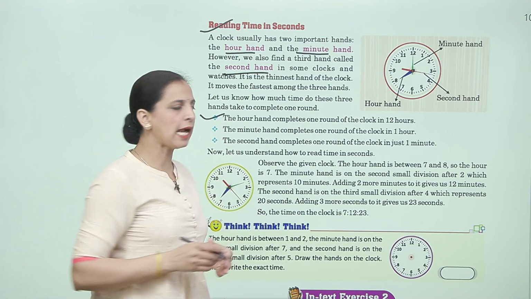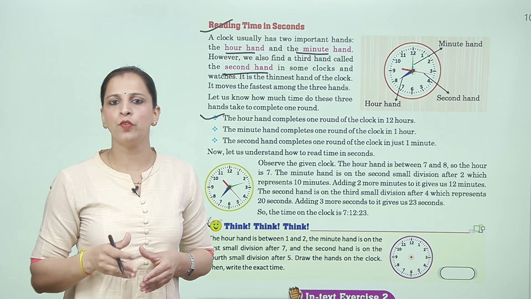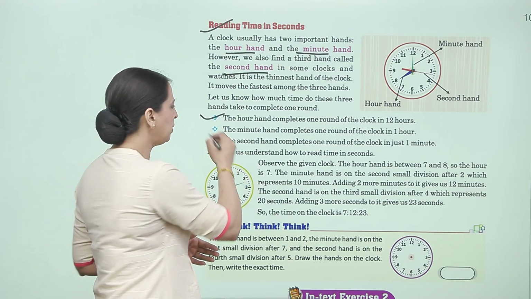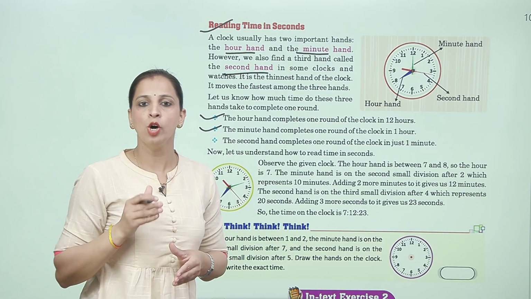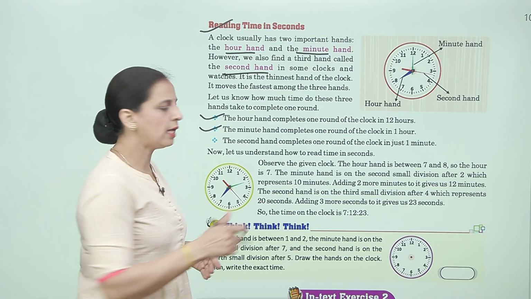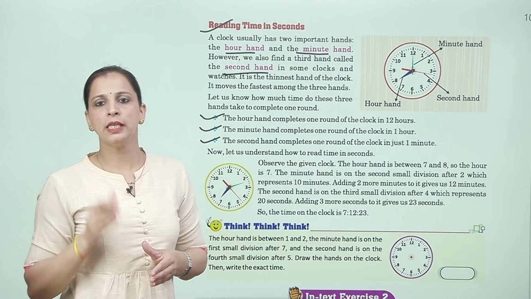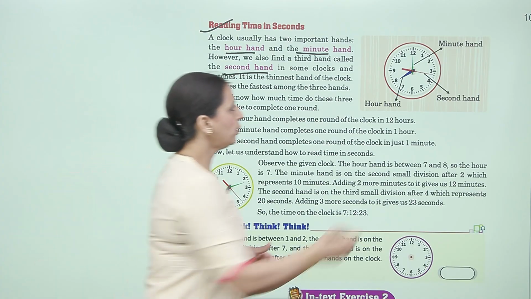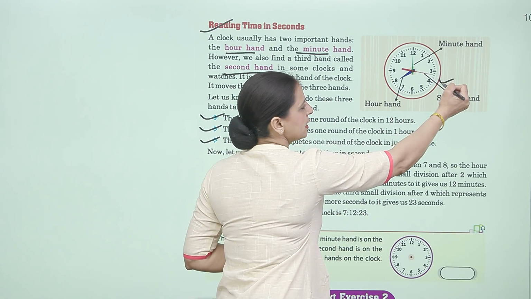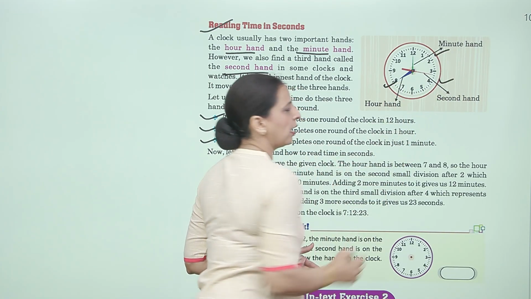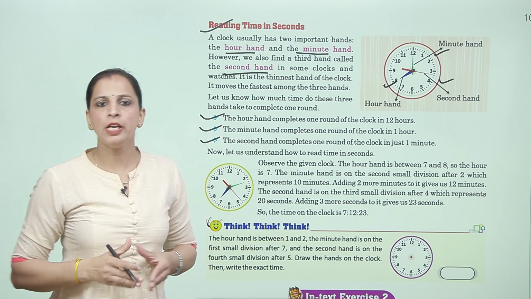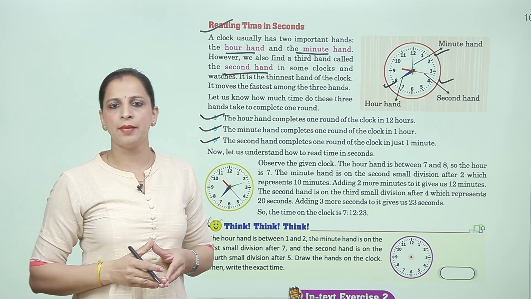First, the hour hand completes 1 round of the clock in 12 hours. The minute hand completes 1 round of the clock in 1 hour and the second hand completes 1 round of the clock in just 1 minute. So, these are the second, minute and hour hand. Now, let us understand how to read time in seconds.